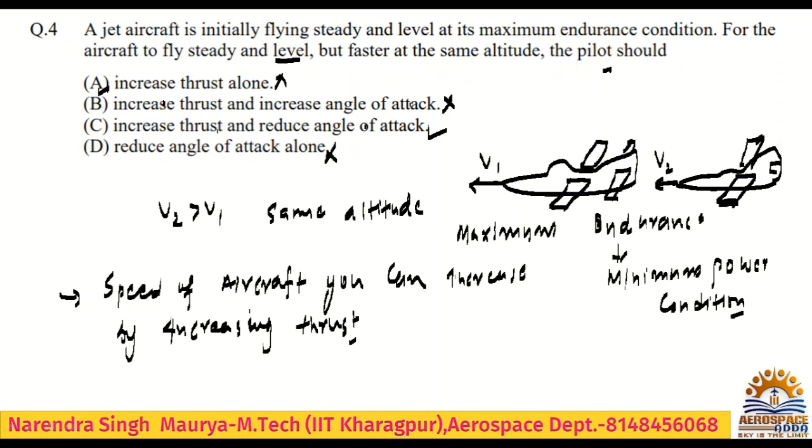In this case, maximum endurance is the minimum power condition. Now you want to increase the speed, so definitely the speed will increase once you increase the thrust, no doubt, but in that condition you have to decrease the angle of attack, otherwise it will go into the climbing condition. So the correct answer for this question is C. Hope you understood.